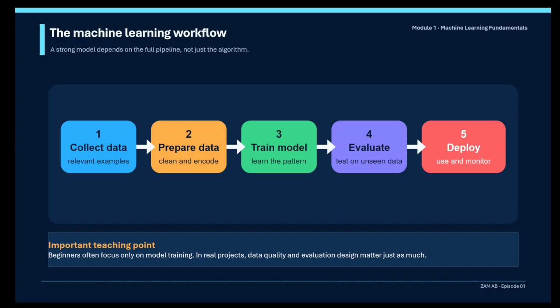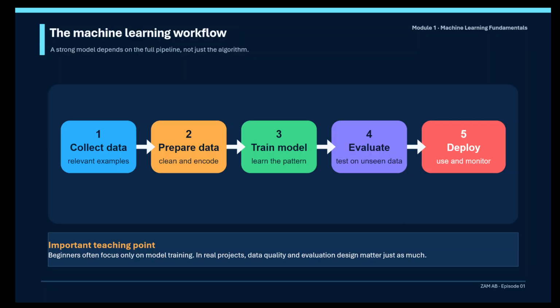A machine learning workflow, if you see, is this: we are collecting data, preparing data, which can consist of cleaning, encoding, and the rest of the things. We are training the model, as we just saw, which learns the pattern, and then we are evaluating it. We test it on some unseen data, and then we are deploying it. We use and monitor it, and there is continuous improvement. This goes on happening, and with this, the machine learning model matures.